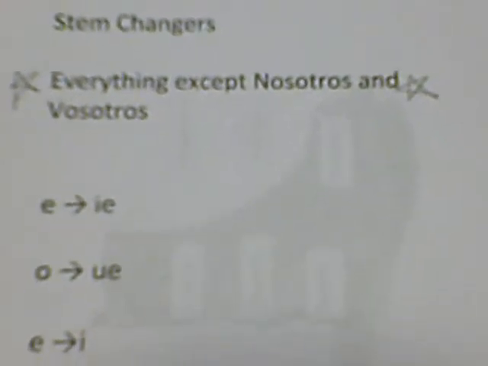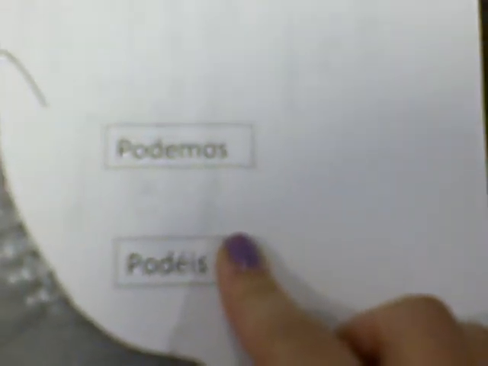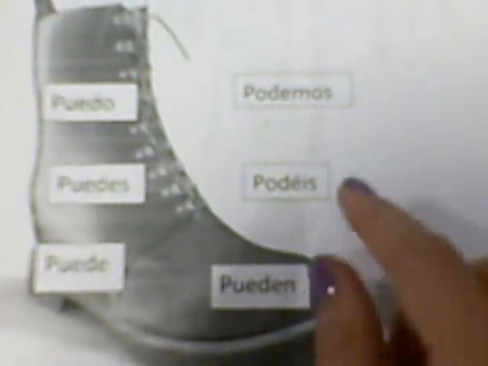To help visualize this, people use the boot trick. Take a look at the O to UE boot. For the verb poder, it changes to puedo, puedes, puede, and pueden. All those stems change, but the vosotros and nosotros keep the O. That's why these verbs fit in the boot and they don't.